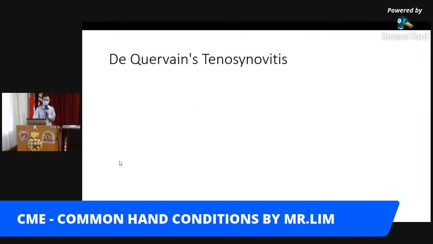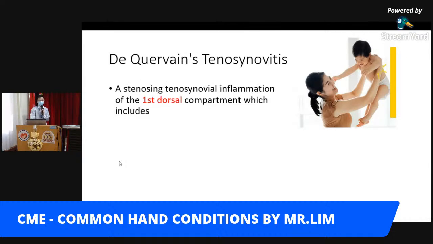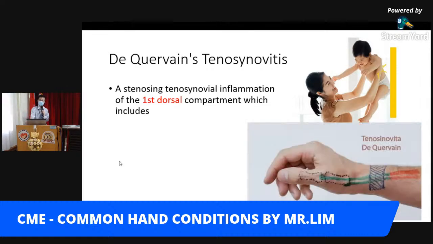Next, we'll be talking about de Quervain tenosynovitis, the mummy's wrist. This is radial-sided wrist pain, pain in the lateral side of the wrist. Very painful condition. It happens in the first dorsal compartment. There are 6 compartments for the extensor tendons, and this is the first dorsal compartment.